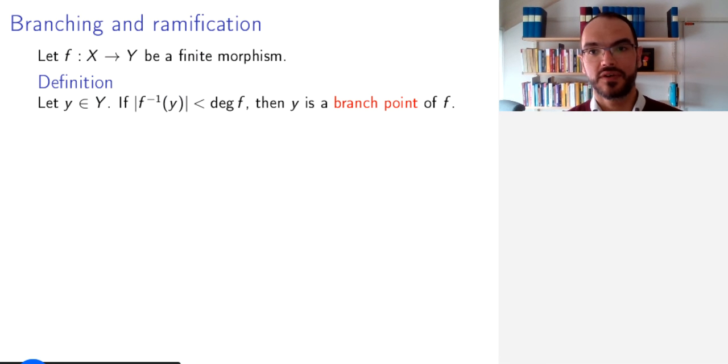So let's talk about exceptions to this intuition, namely branching and ramification. So if you take a finite morphism from x to y, x and y as before, smooth irreducible projective curves, then we call y a branch point if the pre-image of y has fewer points than the degree of f.